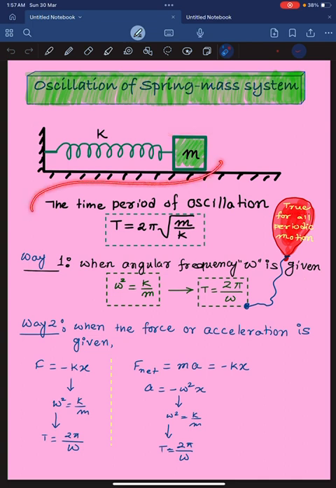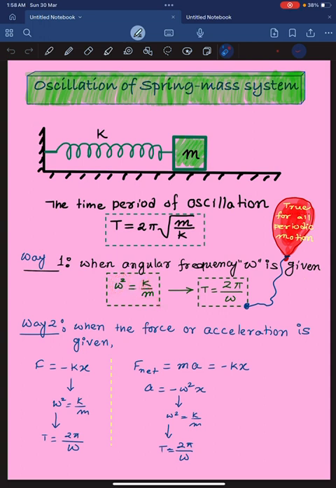The time period of oscillation according to the theory is 2π√(m/k). In some of the questions, if angular frequency is given, then we can calculate the time period using the formula 2π/ω. We know for all periodic motion, the time period is given by 2π/ω. But for simple harmonic motion, ω² is equal to k/m.